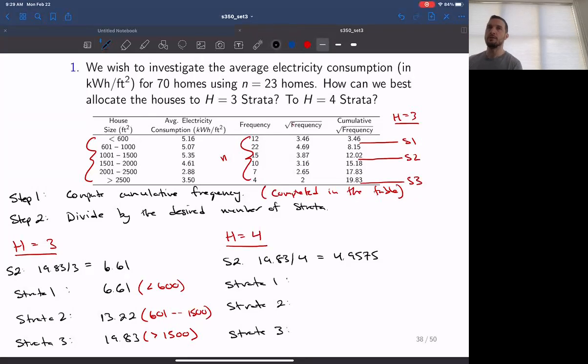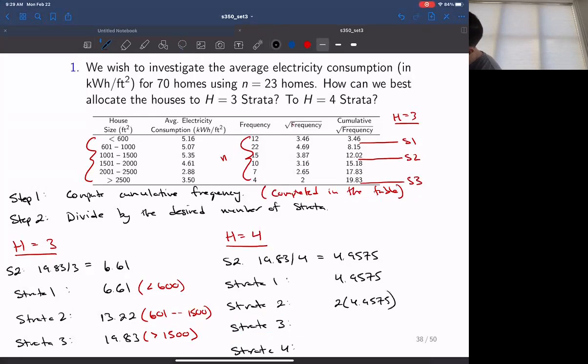All right, and then for h is equal to 4, it would be the same idea. So we would actually have 4 strata in this case. All right, so we would start with the first value, which is 4.9575. And then we would add 4.9575 to that number, which obviously I didn't work out, of course. So then we would have 2 times 4.9575. Then we would have 3 times 4.9575. And then that would go up to the total, which is 19.83.